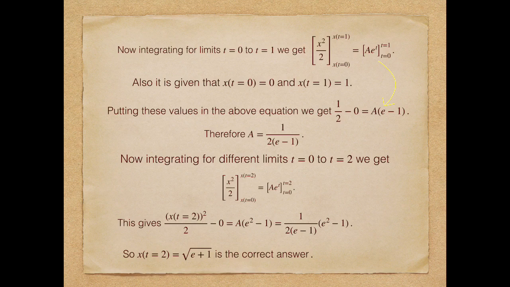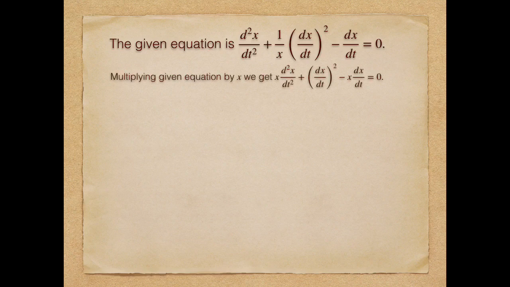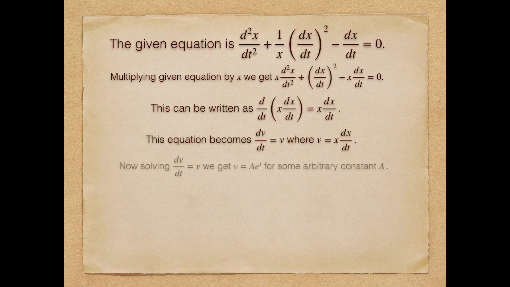But as we mentioned earlier, some possible errors can occur while solving this problem in the exam hall. So we will see where exactly they can occur. For that, we go to one of our previous slides where we found dv dt equal to v and solved the equation. So here is the slide. First the given equation, and then we multiplied the whole equation by x, and then we wrote that in a precise form, and then in terms of v, the equation was dv dt equal to v.